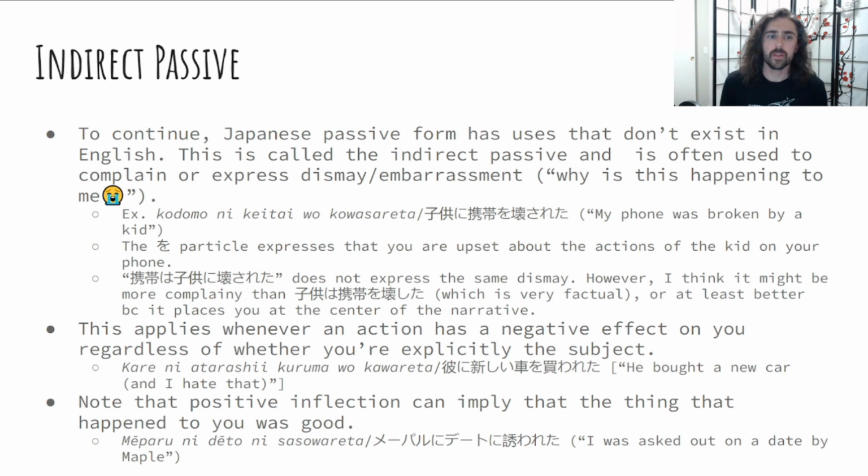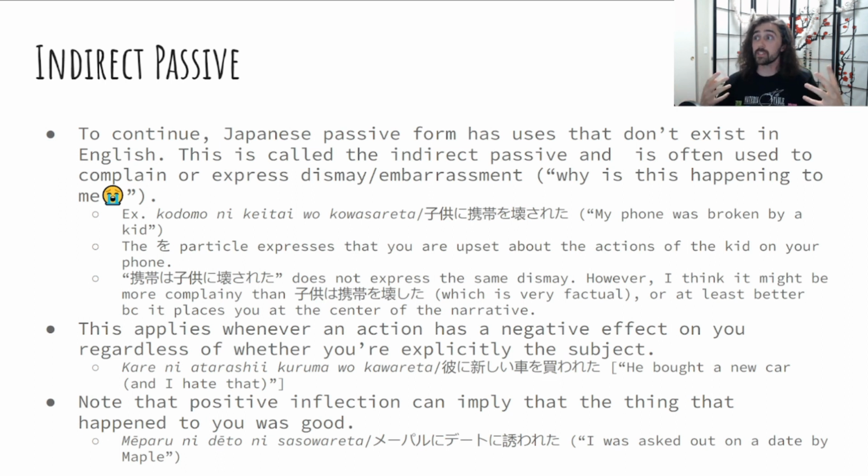So, for example, if you were to say, "Kodomo ni keitai o kowasareta," meaning my phone was broken by a kid, you're complaining about it. If you just said, "Kodomo wa keitai o kowashita," it's like you're stating it like a fact. Like you're just saying, oh, this happened. But you're not inputting yourself into the narrative. And by virtue of not putting yourself into the narrative, it doesn't carry the same kind of emotion that you would be feeling if some freaking kid broke your phone.